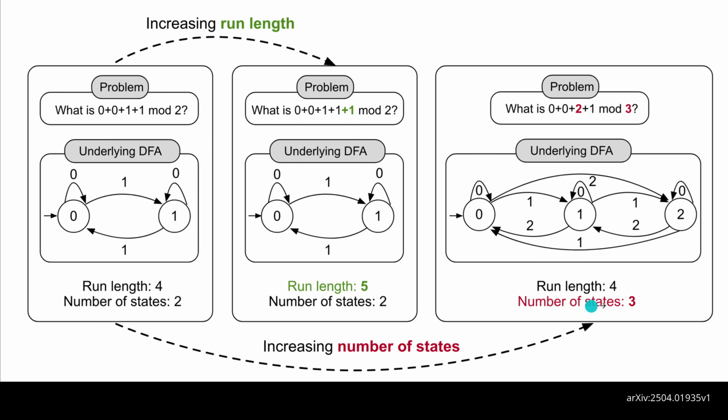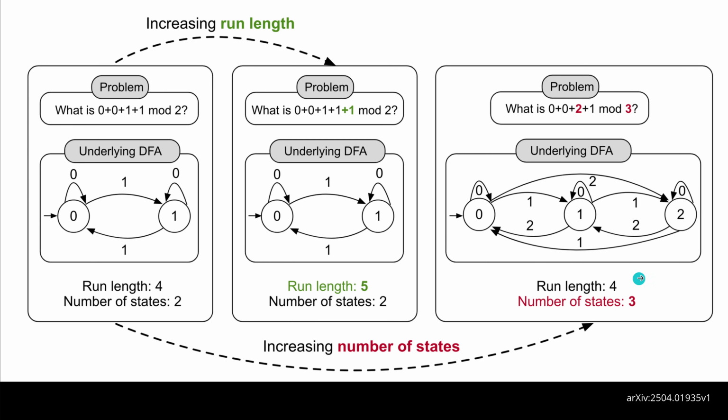Or we increase the number of states that the system can be in. So we extend the problem and ask, what is 0, 0, 2, 1, modulo 3? Now we have a run length of 4, but the number of states is now 0, 1, and 2, and this is the notation. So you see, these are the underlying simplified DFA models with which we try to understand what complexity is sensitive to. Is it the number of states, or is it the run length?